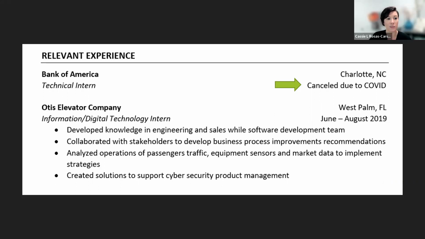Notice that for this experience section, you want to include the employer name, your role, the location, and then the months and year. No seasons. You can either spell out the months, or you can also do the number value of the months, but no seasons, as applicant tracking systems cannot read seasons.